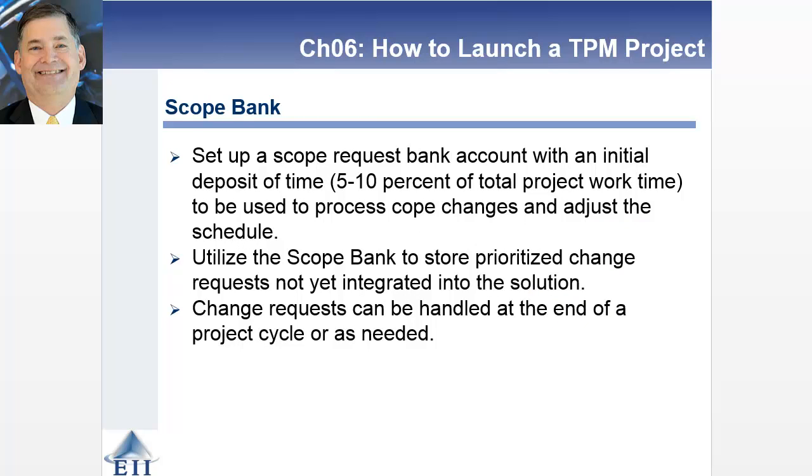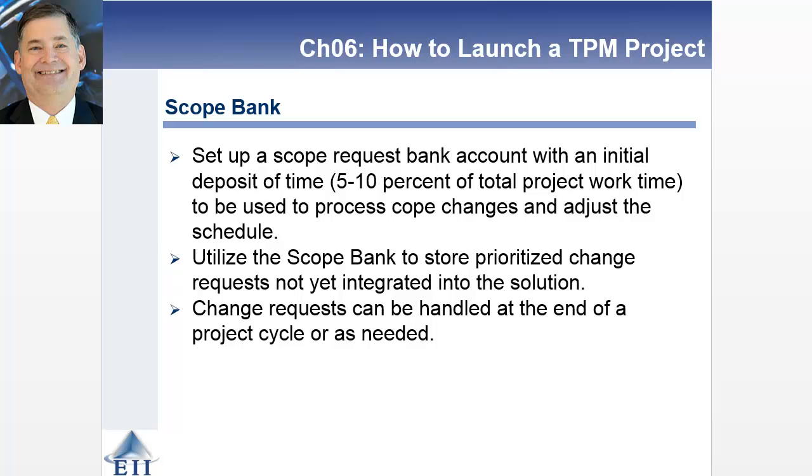So again, you're going to do a deposit of time here, 5-10%, and it's going to process not scope changes, but scope changes, and adjust the schedule. And what it allows is that, again, the client can come in and figure out, what are the requirements that are most important to me, and when do I want them included, given an allowance of 5 to 10%. So they can't come in and change everything, but they can get the most important features added to a project as you're moving along. So again, it controls client-generated change requests to a certain extent.